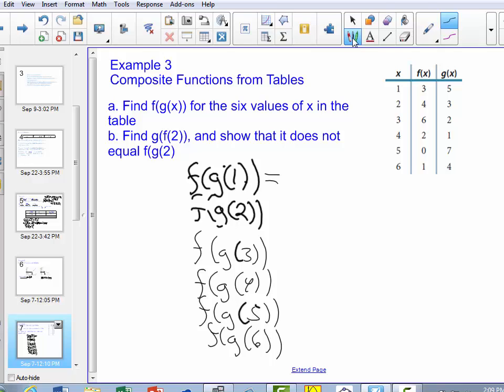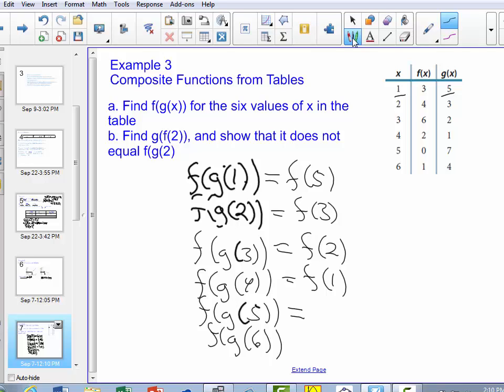So finding f of g of 1 means that we need to evaluate g of 1. So g of 1 happens to be 5. So we need to find f of 5. And if we follow that logic for f of g of 2, we need to find f of 3, because g of 2 is equal to 3. F of g of 3 is going to be f of 2. F of g of 4 is going to be f of 1. F of g of 5 is going to be f of 7. And f of g of 6 is going to be f of 4, because once again, g of 6 is equal to 4. So now we go back to the table to find these values.